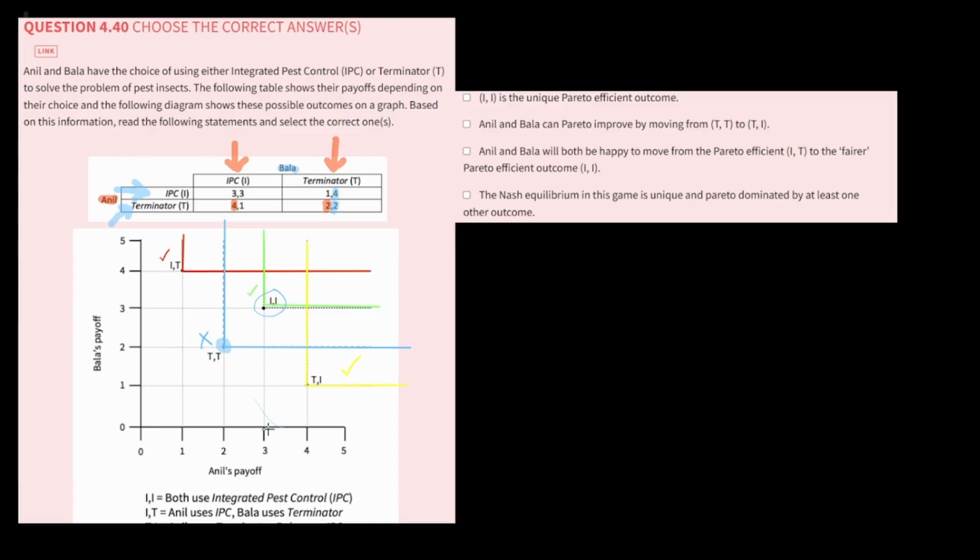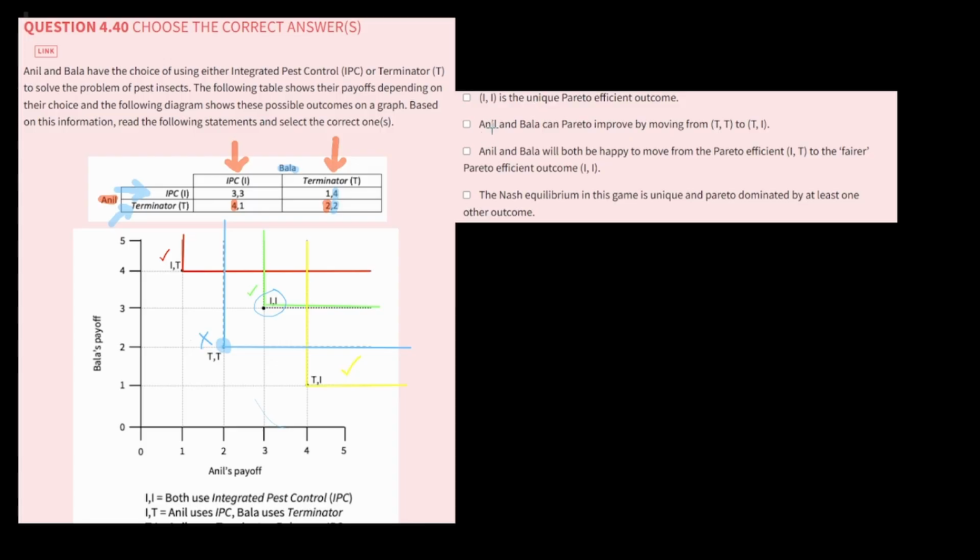Okay, so now that we've gone through that, let's actually read the potential comments and see which one or ones are correct. II is the unique Pareto efficient outcome. No, we've seen that there are 3 Pareto efficient outcomes: IT, II, and TI. So II is not the unique Pareto efficient outcome.